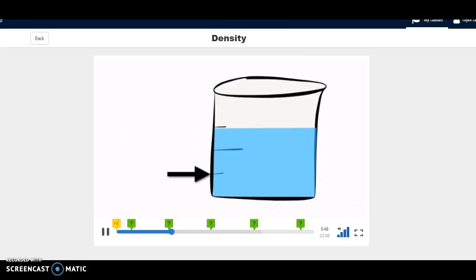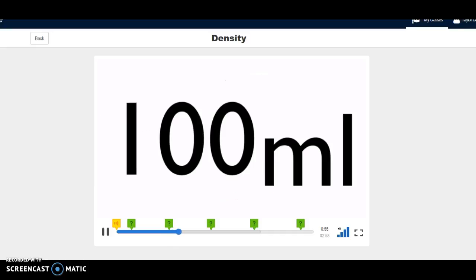The volume of water can be measured using a graduated cylinder. Our sample is 100 milliliters.